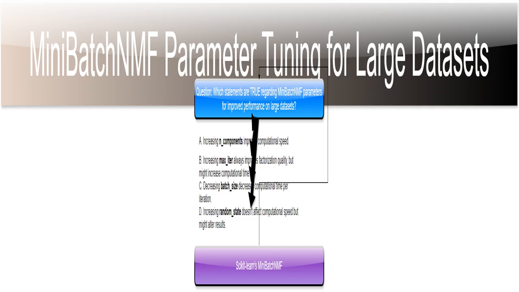I'm analyzing the n_components parameter, which determines the number of latent features the algorithm aims to extract. Increasing n_components makes the problem more complex, leading to a significant increase in computation. It's like trying to solve a much harder puzzle with more pieces. It will take longer.